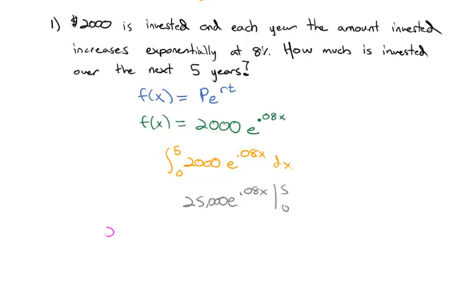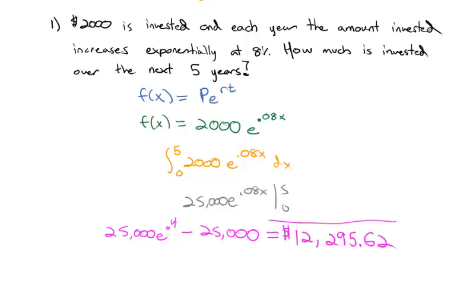So when we plug a 5 in, we get 25,000 e to the 0.08 times 5, which is 0.4, minus 25,000 e to the 0, which is 1, so that goes away. And so on my calculator, 25,000 e to the 0.4 minus 25,000, we get a total of $12,295.62 when we round, is invested over those 5 years.